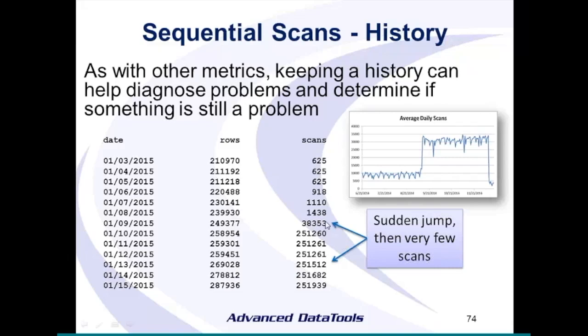If we find something like that, we may then check and ask developers, was there a new release, or is there new functionality, or did an index go away, or something like that? Or maybe a new index was added that just affected performance, and we're suddenly seeing a bunch of scans.